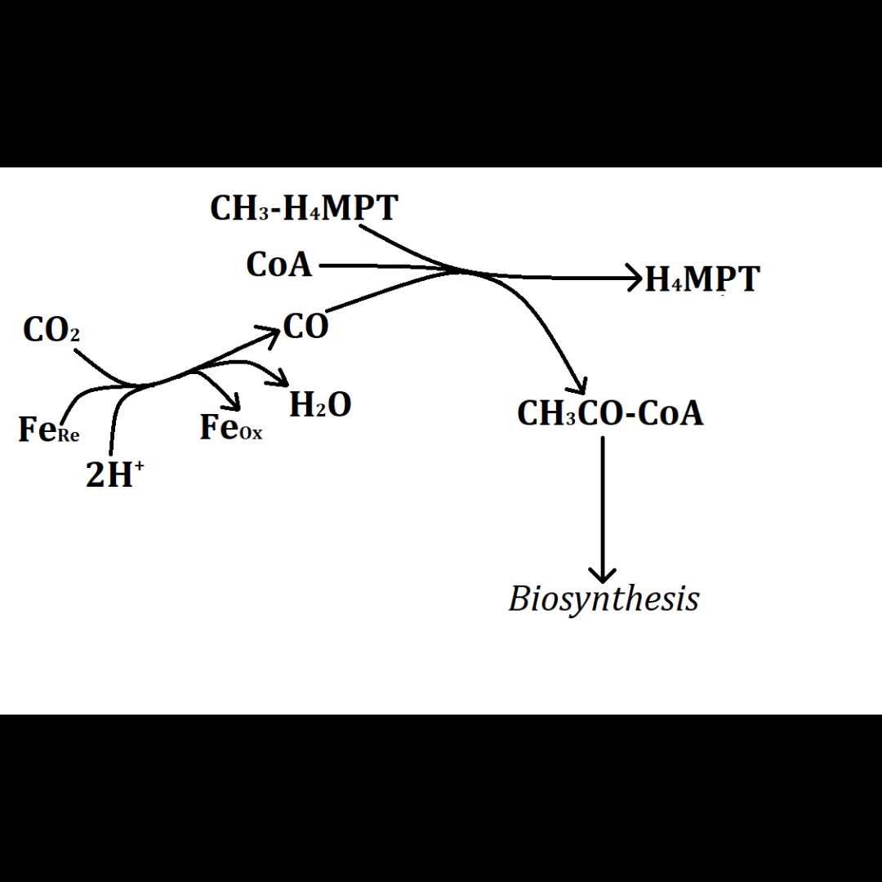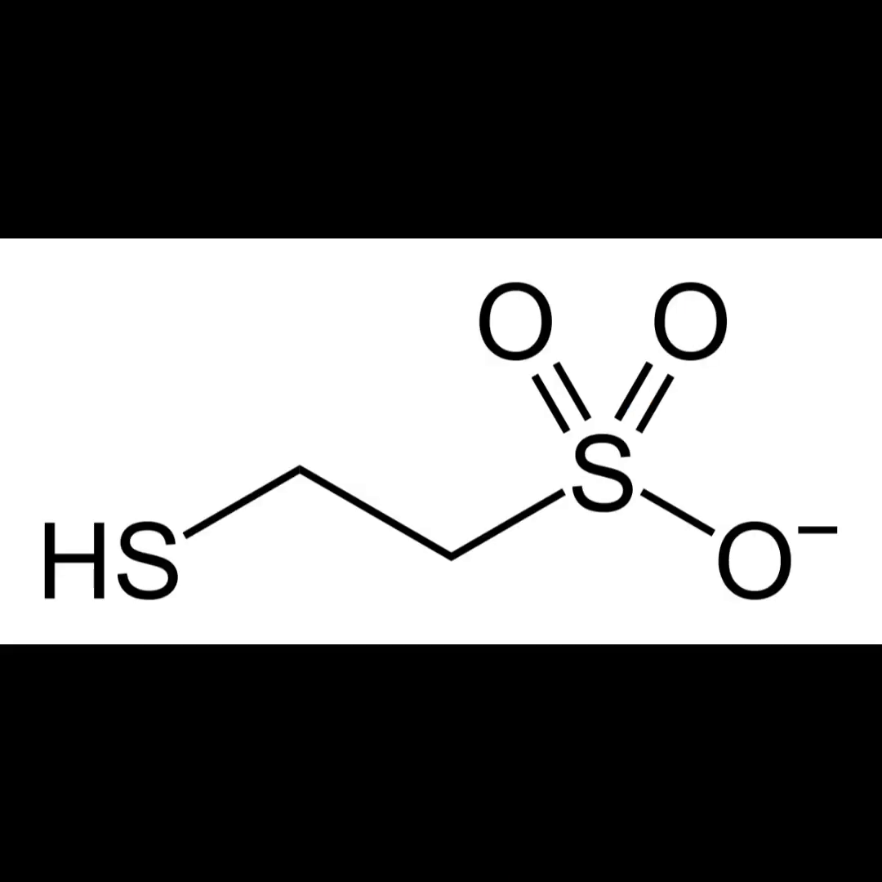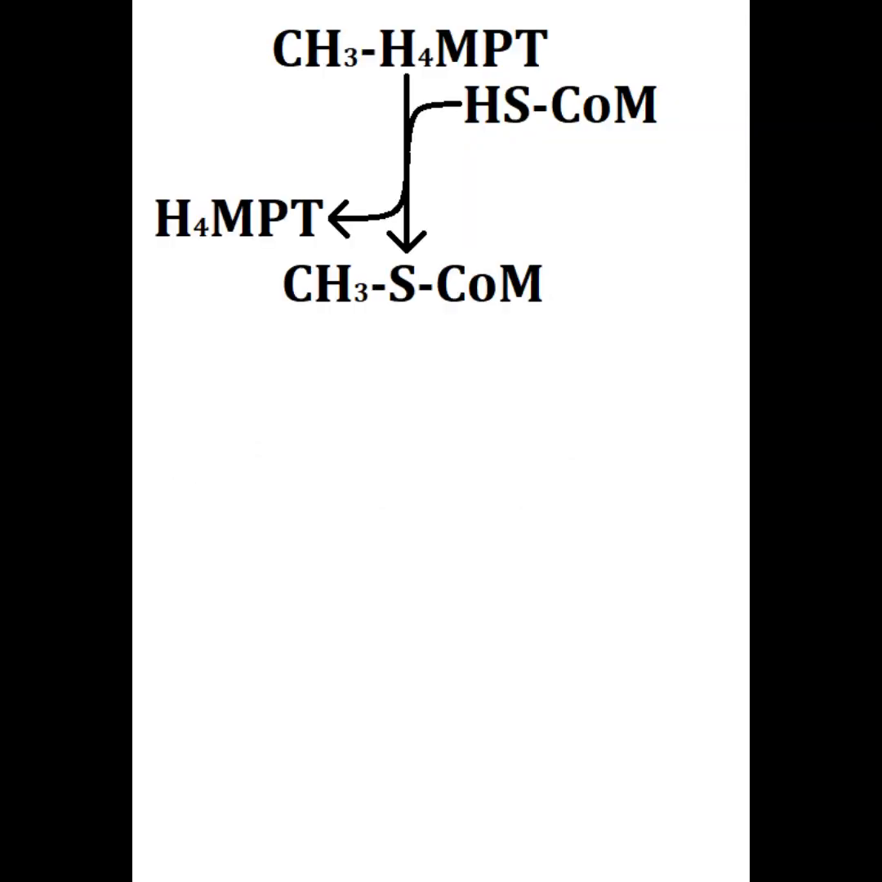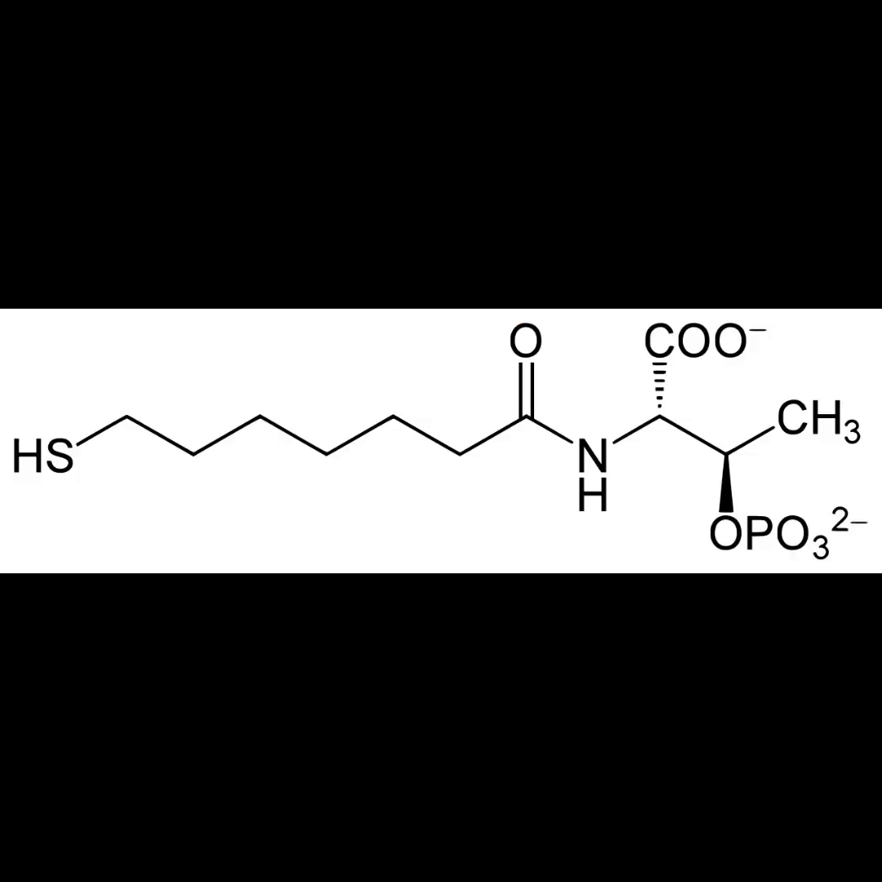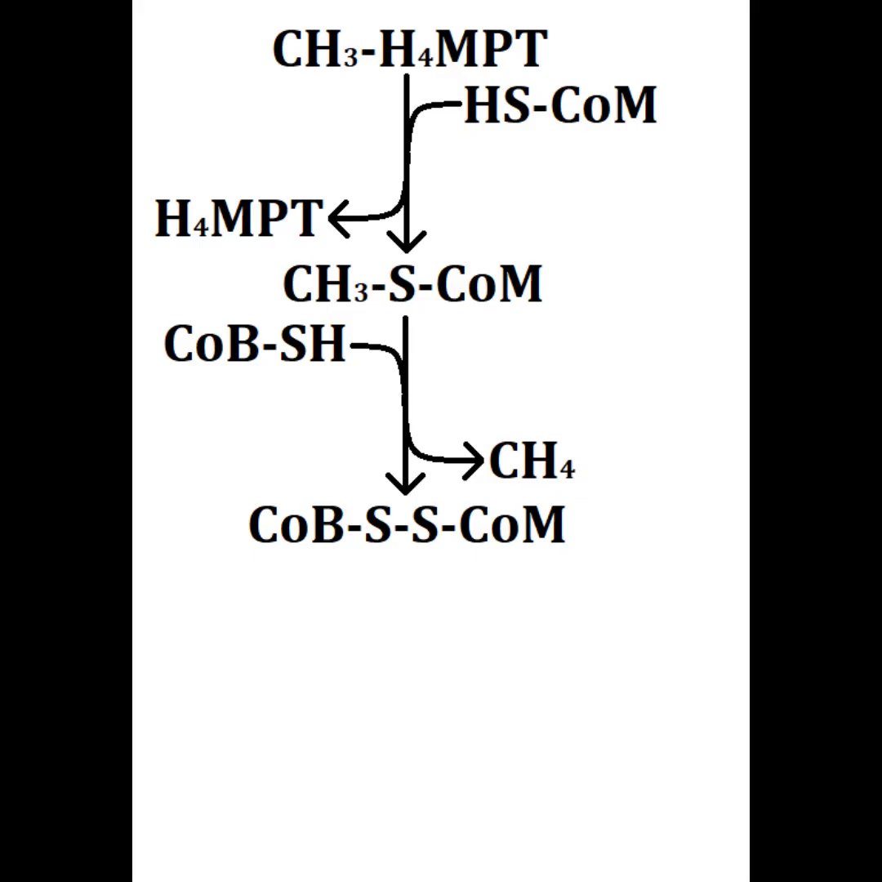If it's used for energy metabolism, it will continue to be reduced. This is done by reacting the methyl H4-MPT with coenzyme M, producing methyl-CoM and releasing the H4-MPT. The methyl group is bound to coenzyme M by a thioether, and when the methyl-CoM reacts with coenzyme B, it forms a disulfide bond with it, releasing the methyl group as methane.